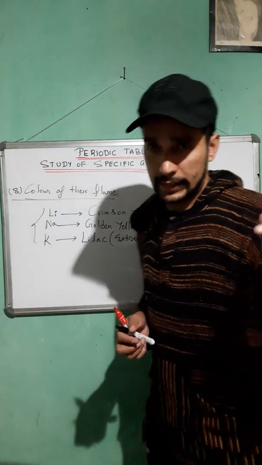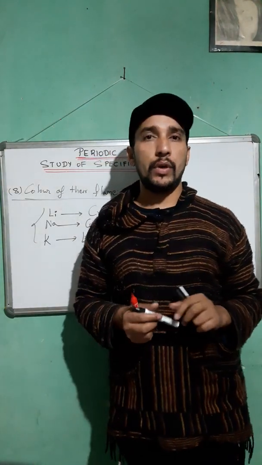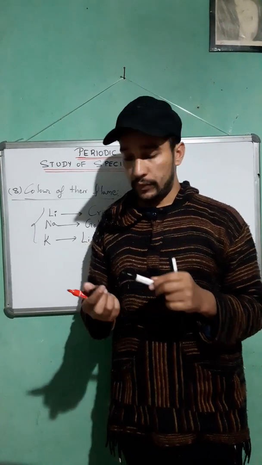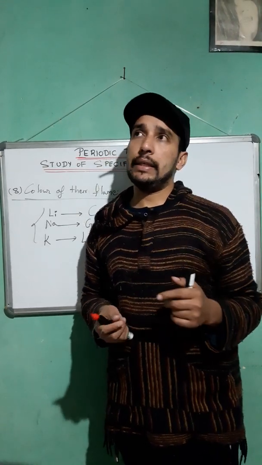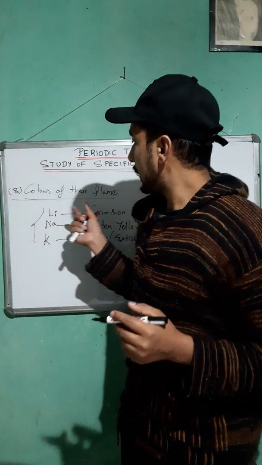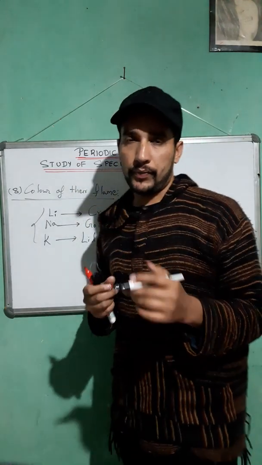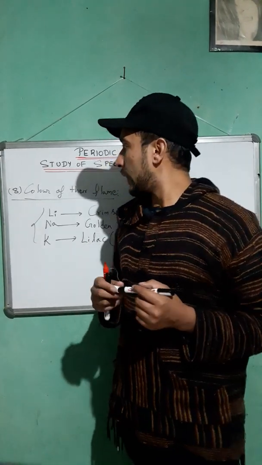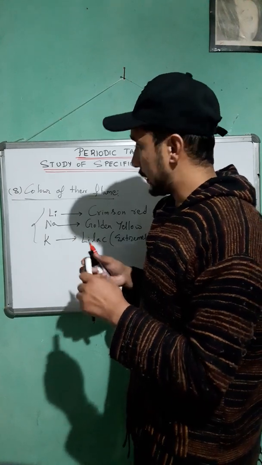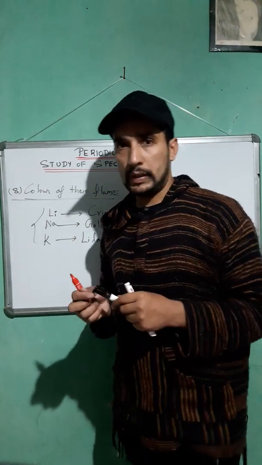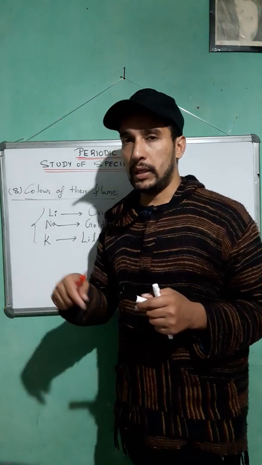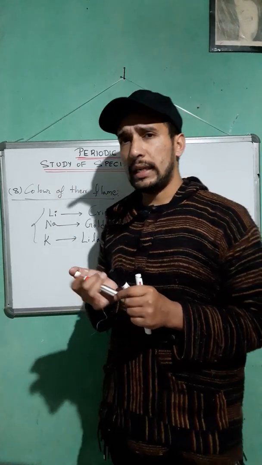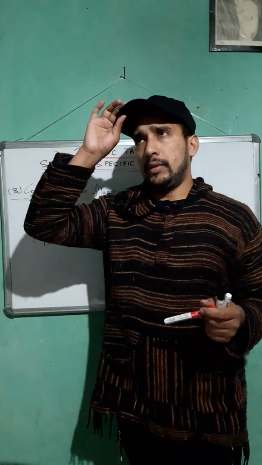Property number 1, I said the valency is 1. Property number 2, occurrence: they are very reactive and do not occur in free state. Property number 3, their nature: they are very soft and can be cut with a knife. Property number 4, bonding: they form electrovalent or ionic bonds, that means during a chemical reaction, transfer of electrons takes place from this metal.